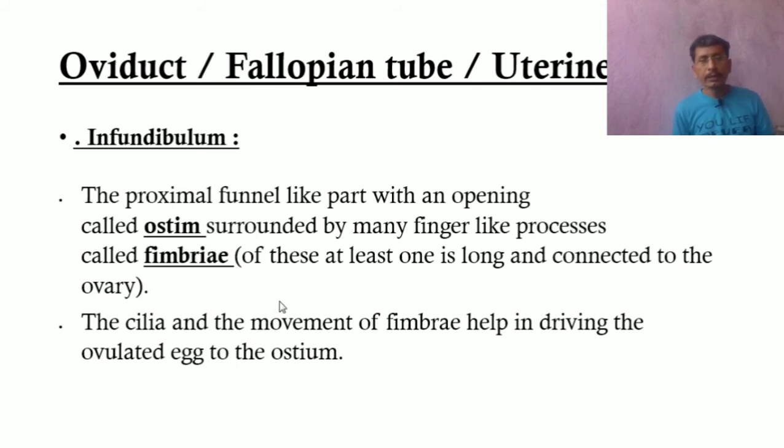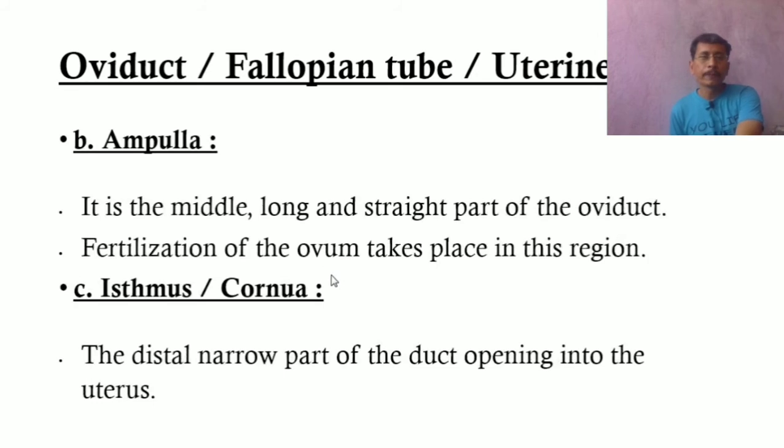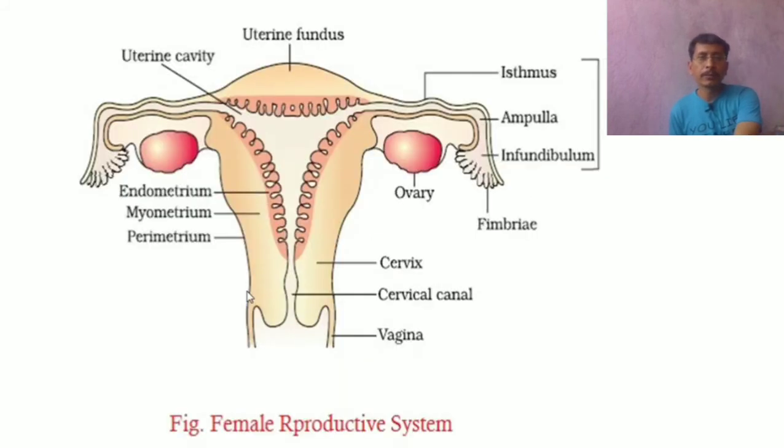The cilia help the movement of the fimbriae, helping in driving the eggs toward the tube. Then the ampulla is the middle, long, straight part of the oviduct, in which fertilization occurs. The isthmus is the distal, narrow part of this duct, and it is connected to the uterus. Now these are the different parts of this.